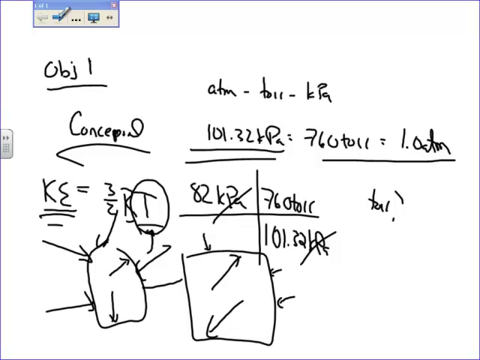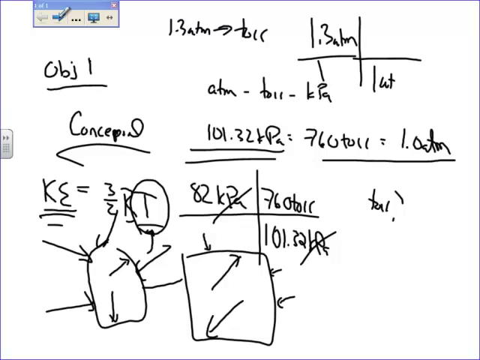Or, if I have a more simple problem that you might get, if you've got 1.3 atmospheres and you want to convert to torr, you'll take 1.3 atmospheres over 1. 1 atmosphere is 760 torr. Take 1.3 times 760. Does that make sense? All right.